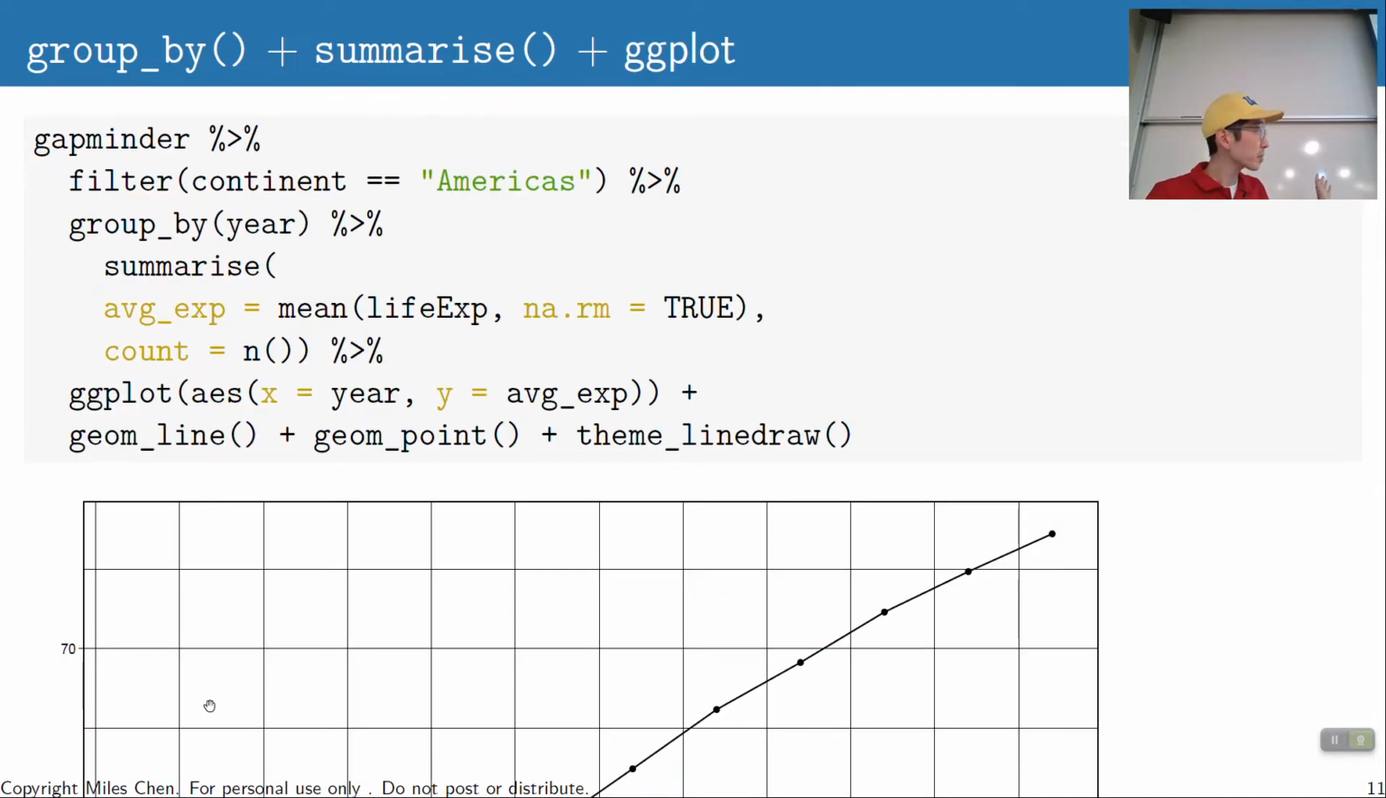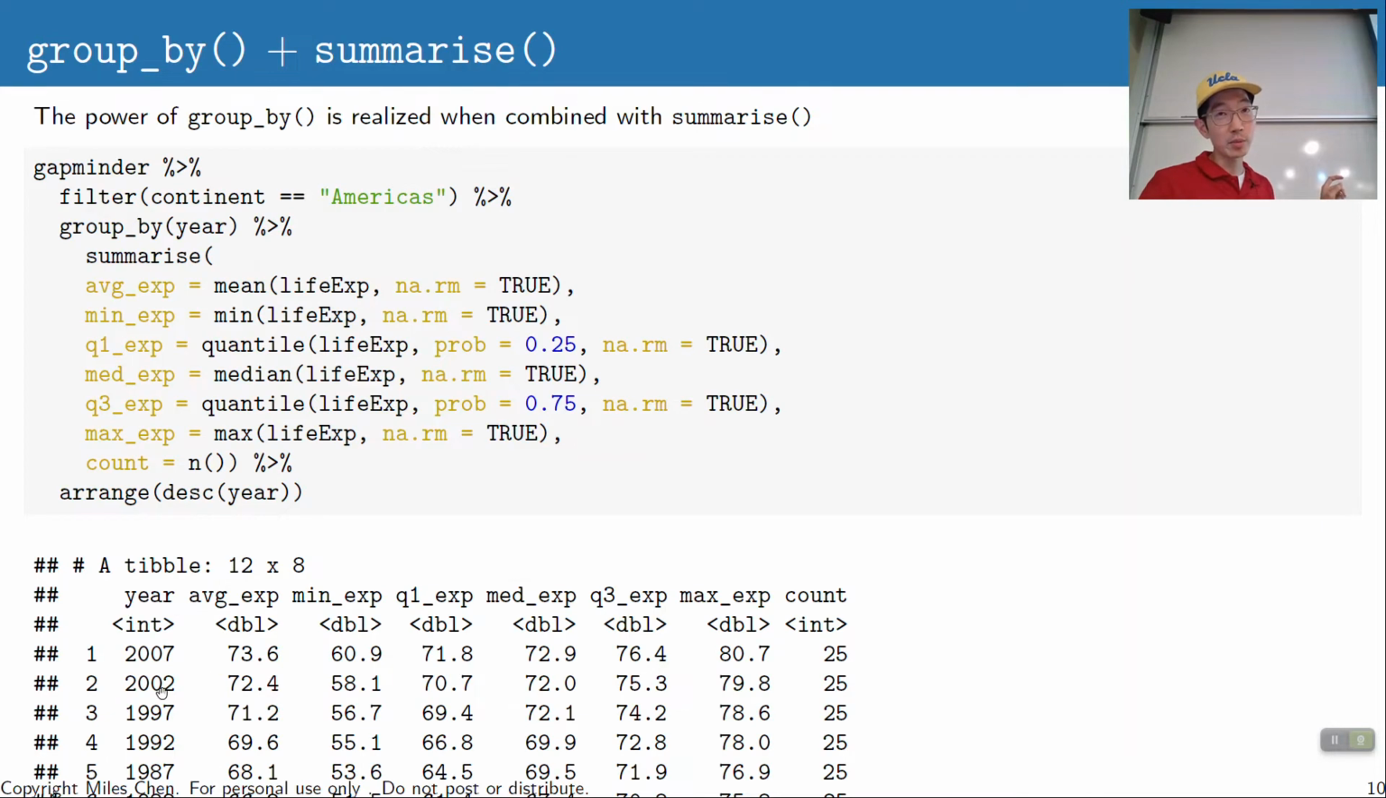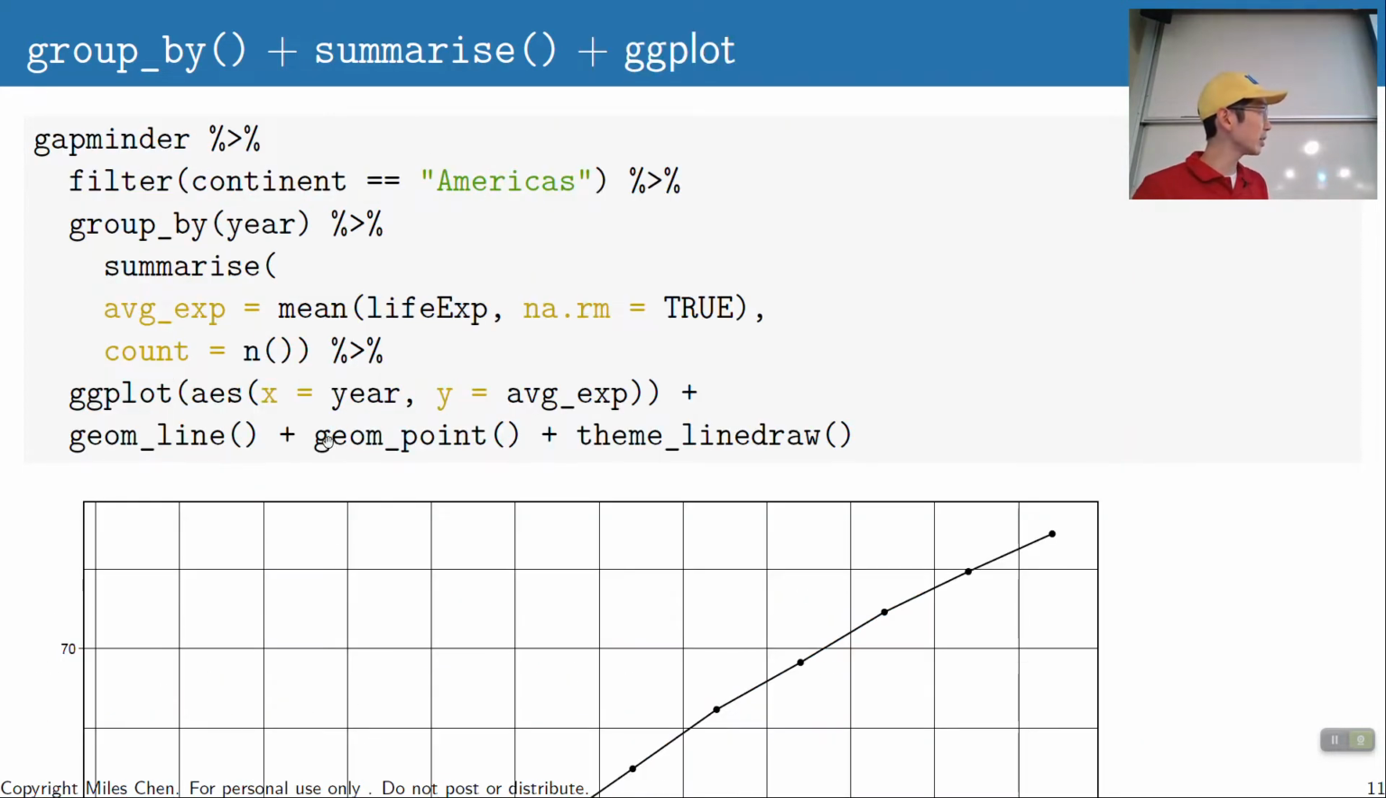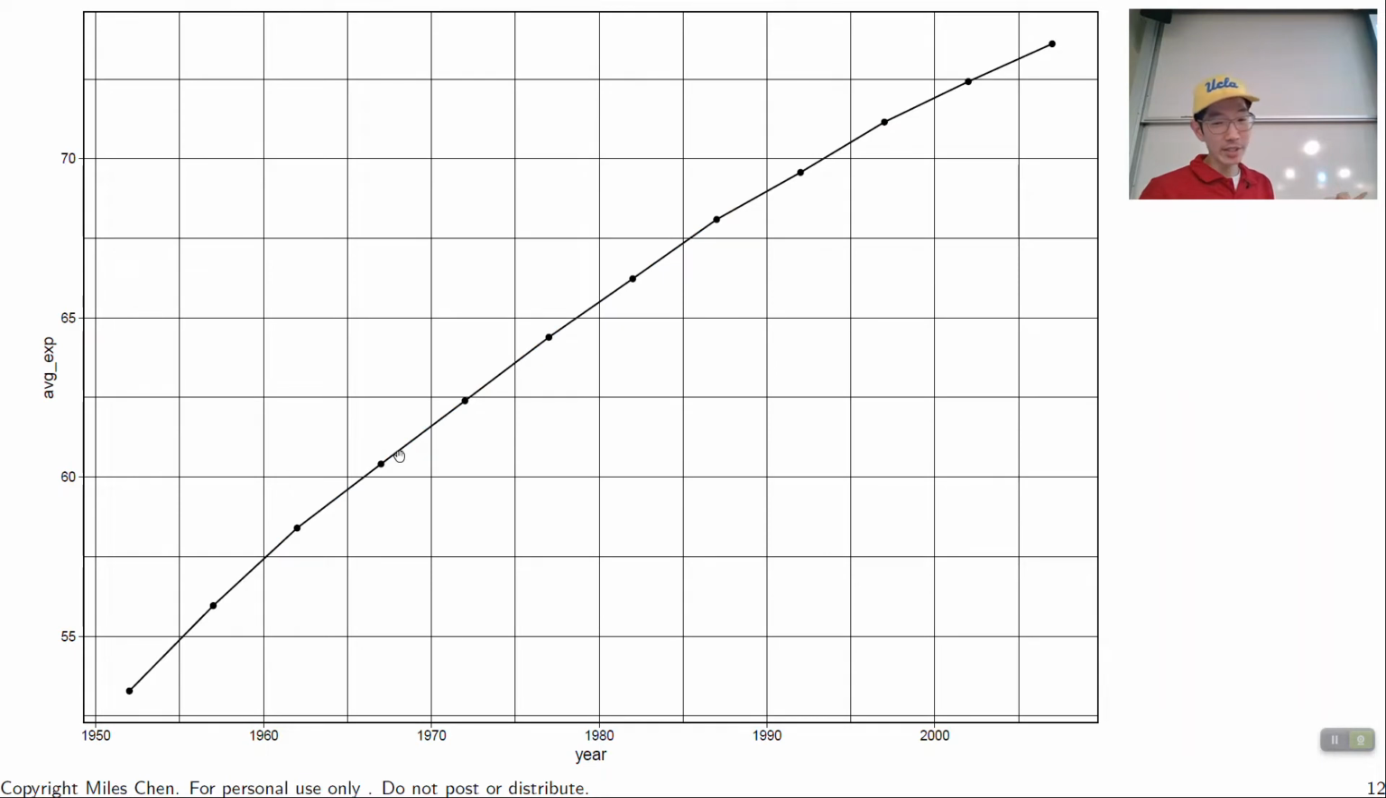Okay, and I'm going to take that table and I say I want to make a plot based on that table. So I'm going to pipe this straight into ggplot. And using this basically as my data table in ggplot, I'm going to say let's put year on the x-axis, average life expectancy on the y-axis. Let's add a line. Let's add points and theme line draw.